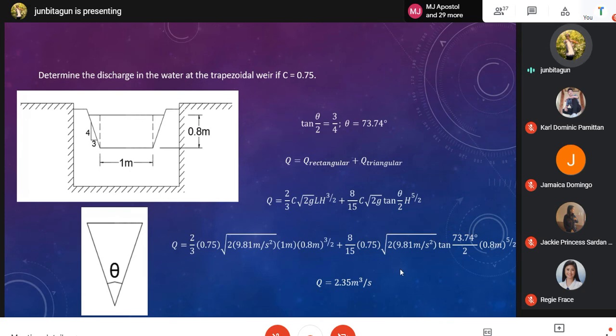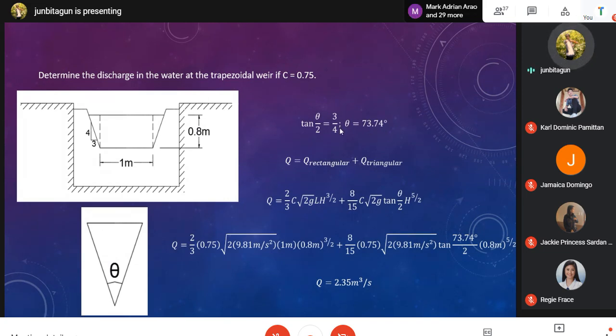Since I defined theta as the whole and entirety of the angle if they are added together, no? So, hatiin ko to sa gitna, malamang tangent theta over 2 yan. So, in order for me to get the value of this theta, I will equate it with the slope given to us. And that would give us a value of theta of 73.74 degrees.